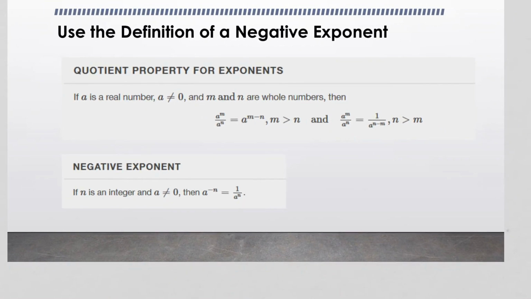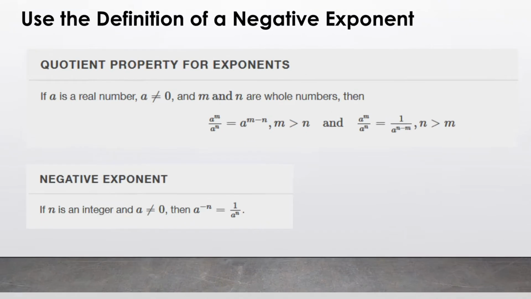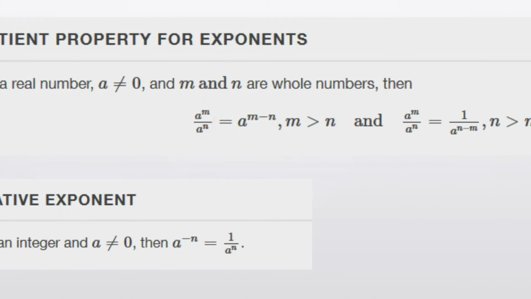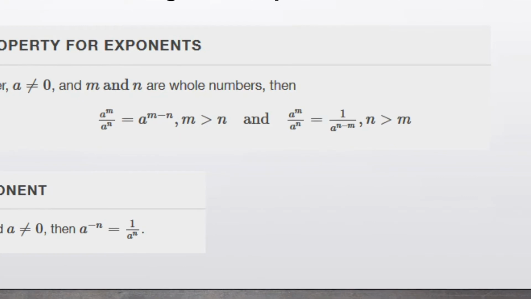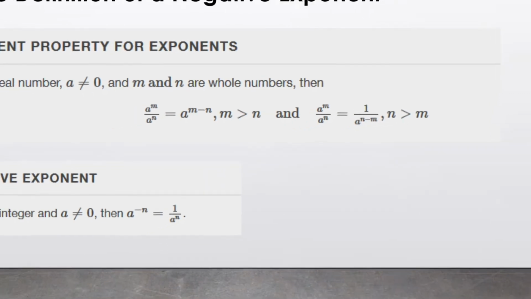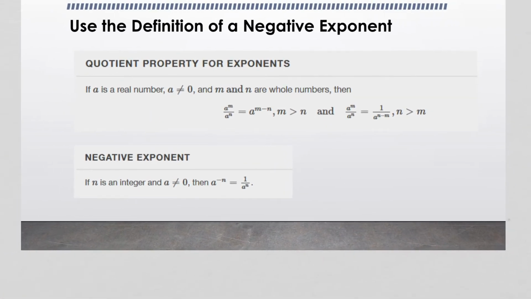This rule right here is when the exponent in your numerator is bigger than the exponent in your denominator. You have your base and then you subtract your exponents. This rule over here is when your denominator is bigger than your numerator exponent, and then you have 1 over, and you also subtract. So wherever you have more of the exponents, that's where they stay, and you subtract.